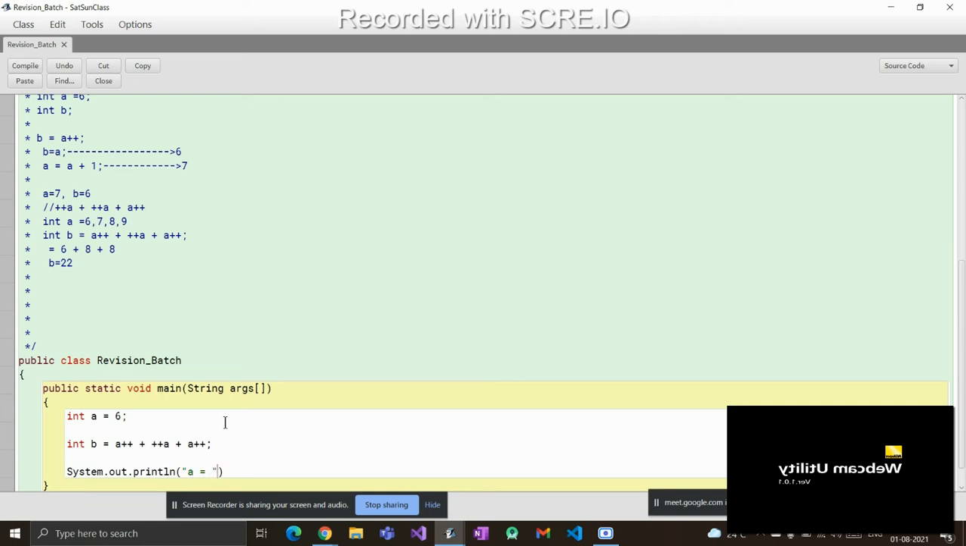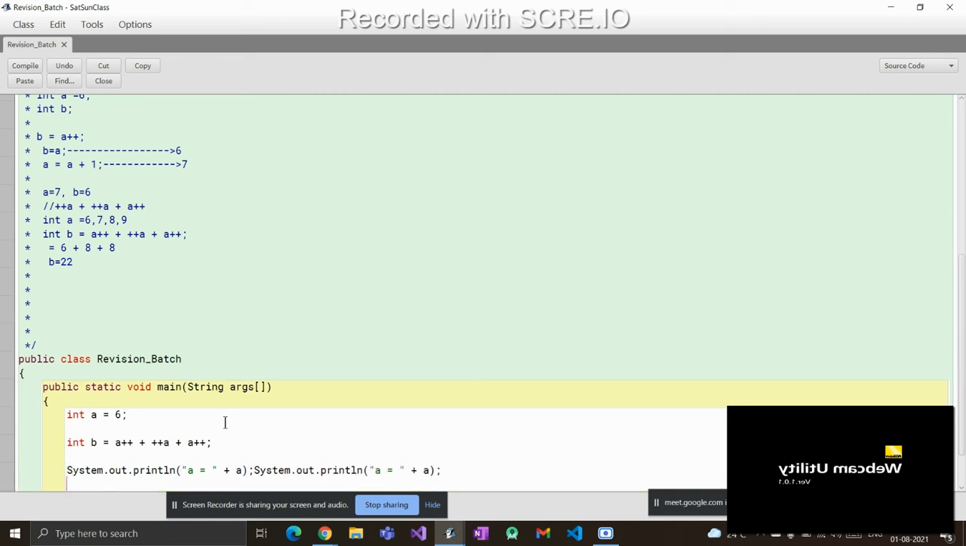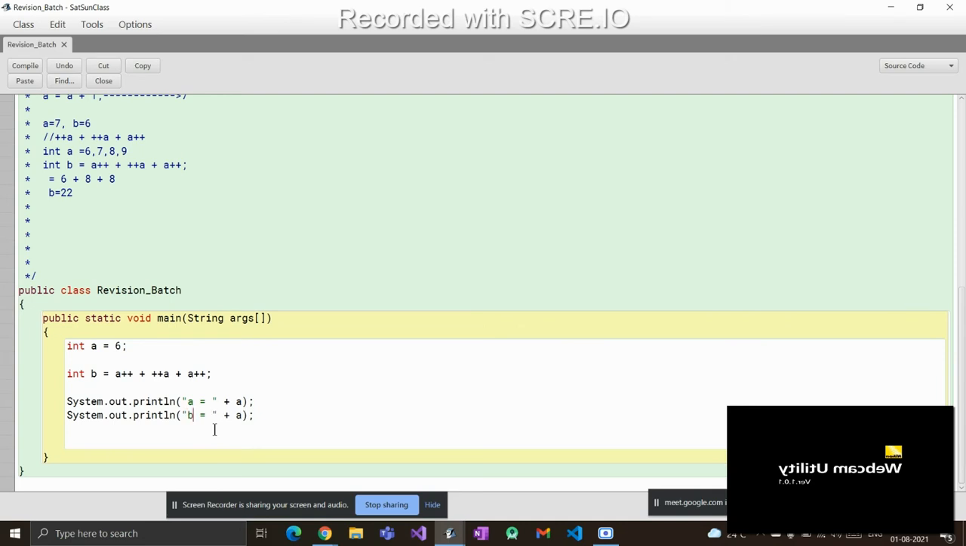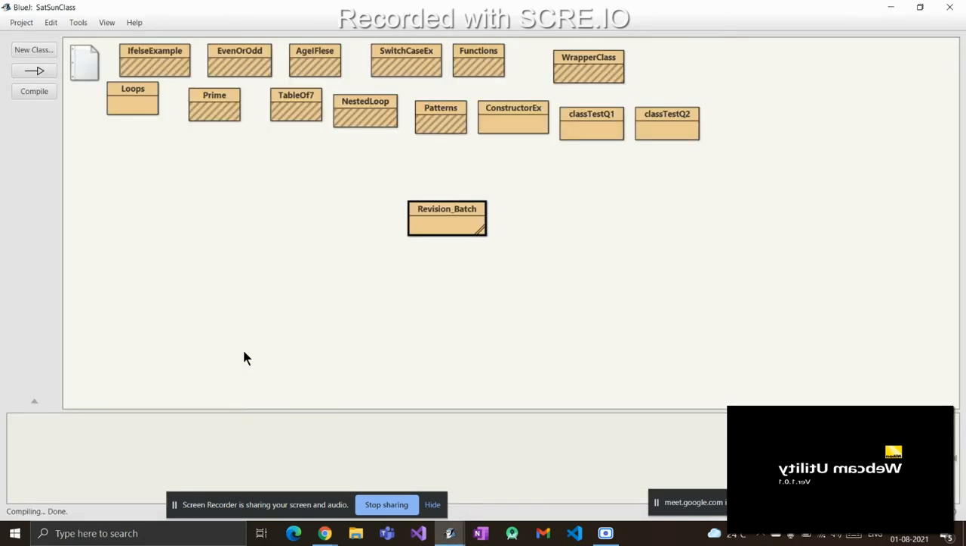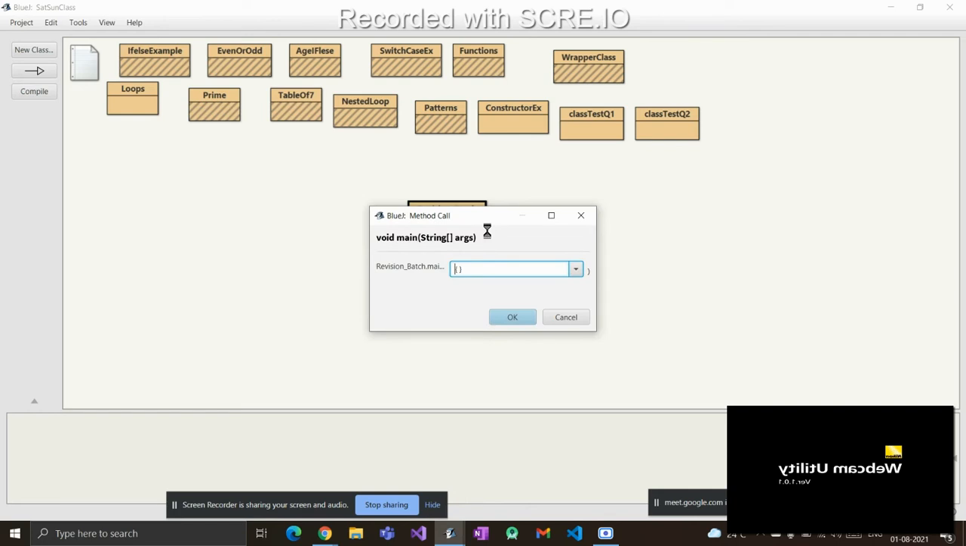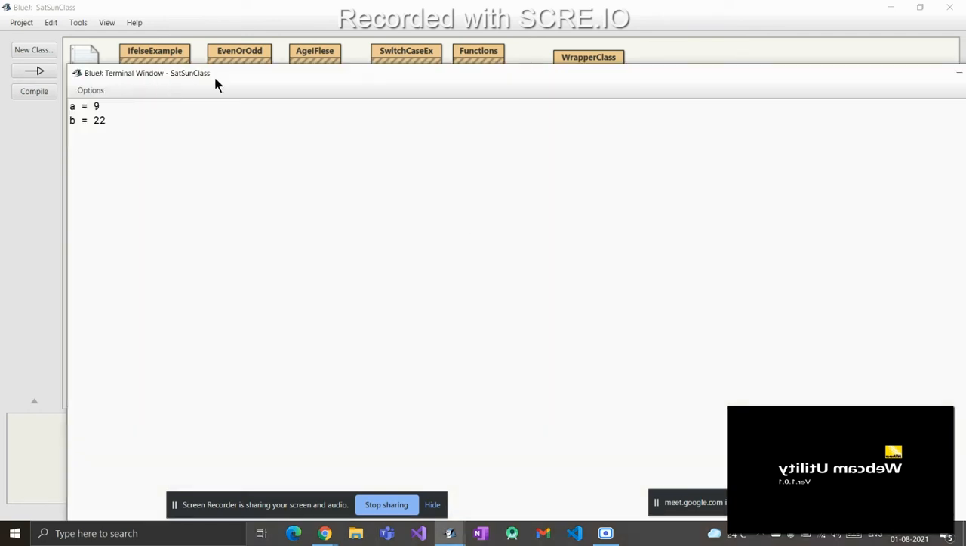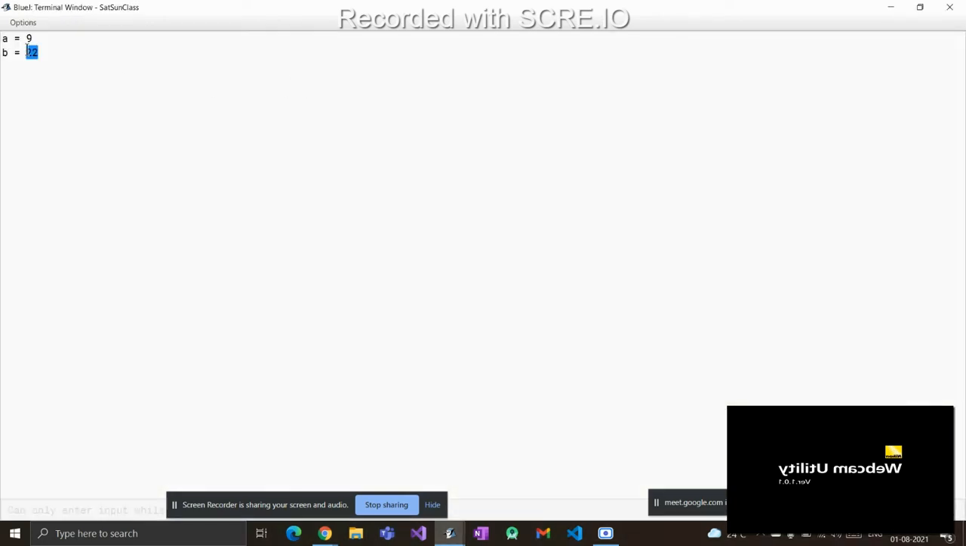to a, and value of b equal to b. Okay, let's save and compile, Control S, Control K. Let's go back over here. And can you see this? The value of A is 9 and B is 22.